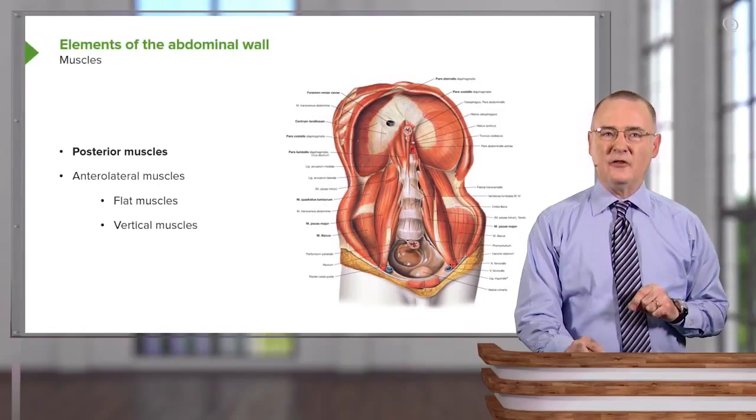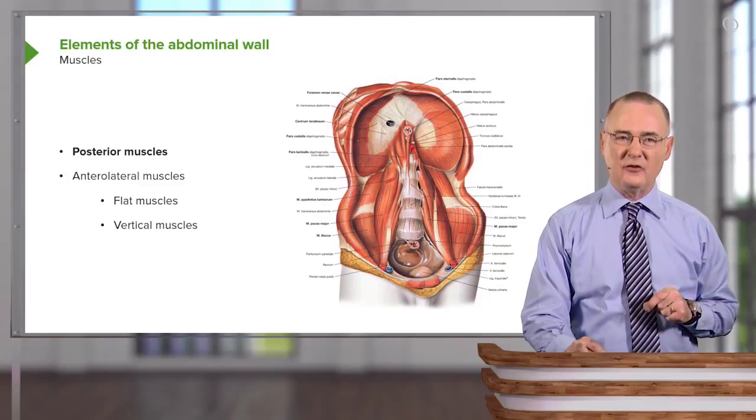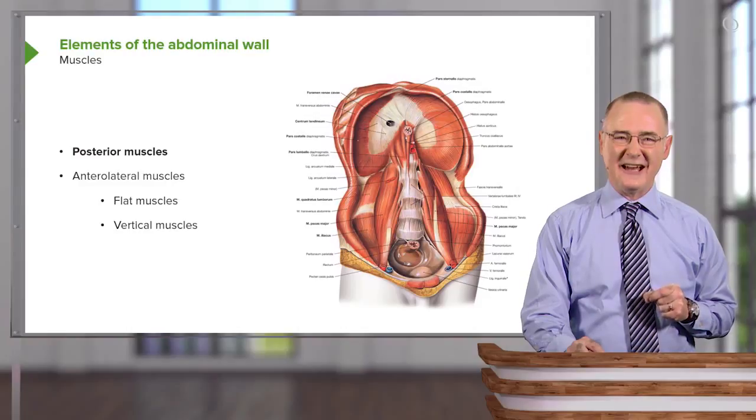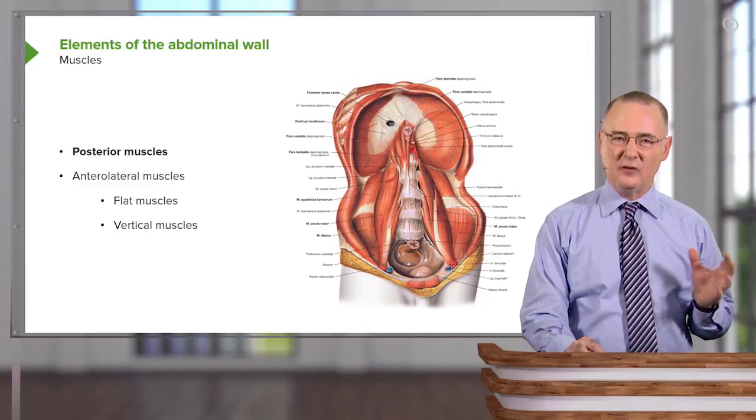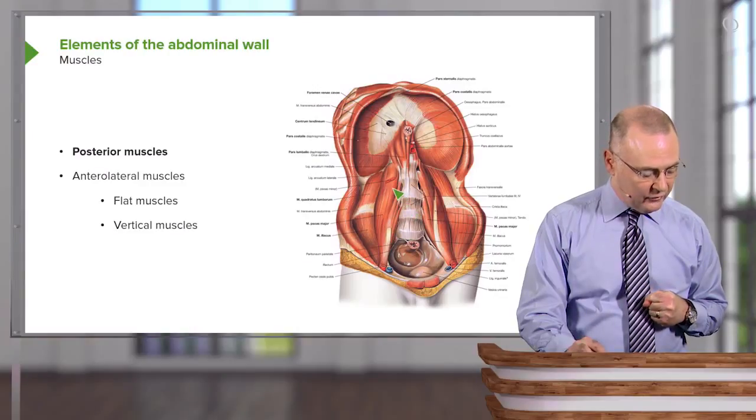That then brings us to the muscle elements of the wall, where we'll have posterior muscles and we'll have anterolateral muscles arranged as flat muscles and vertical muscles. Our posterior wall muscles are shown in through this area, and also on the opposite side.